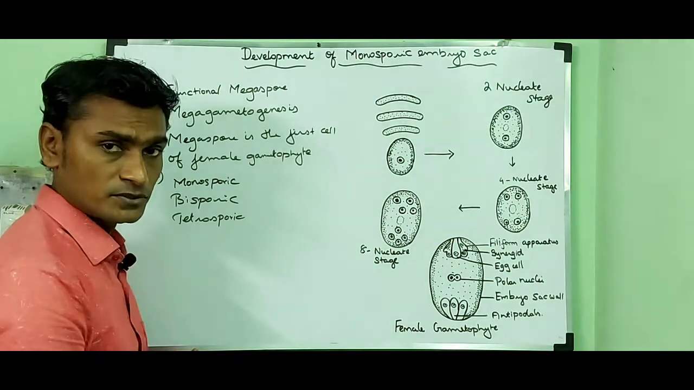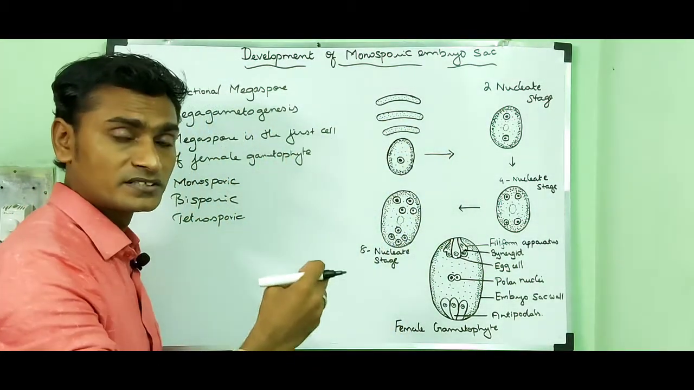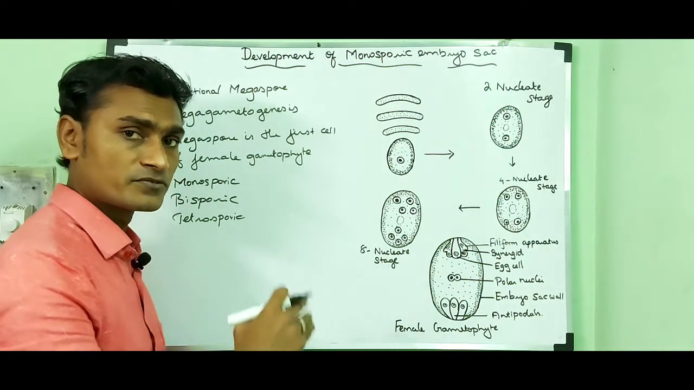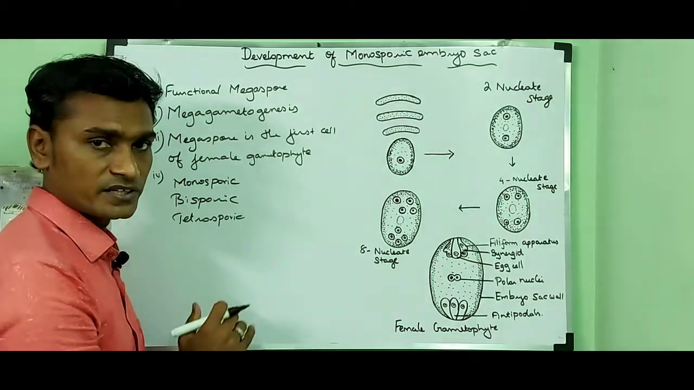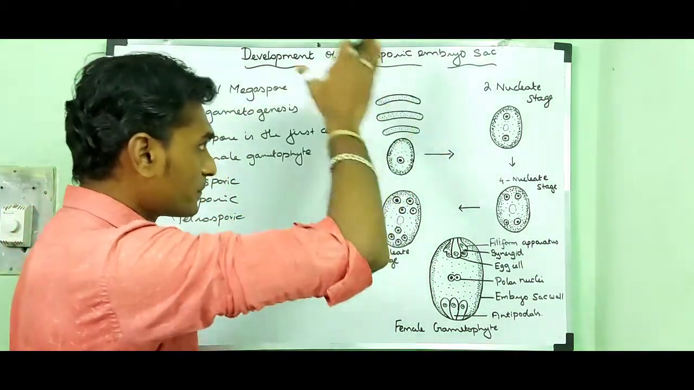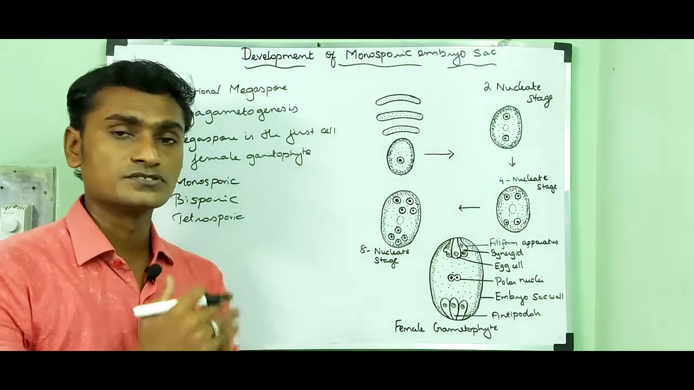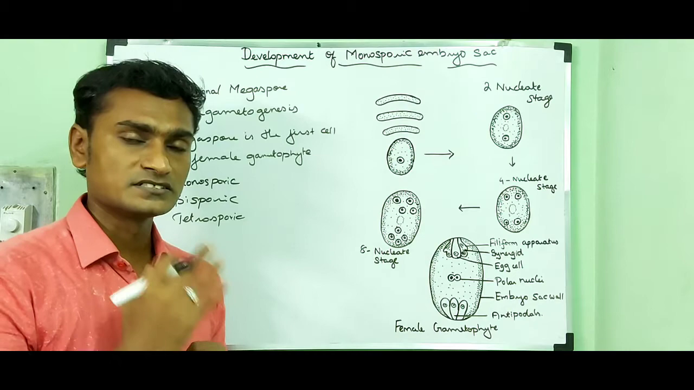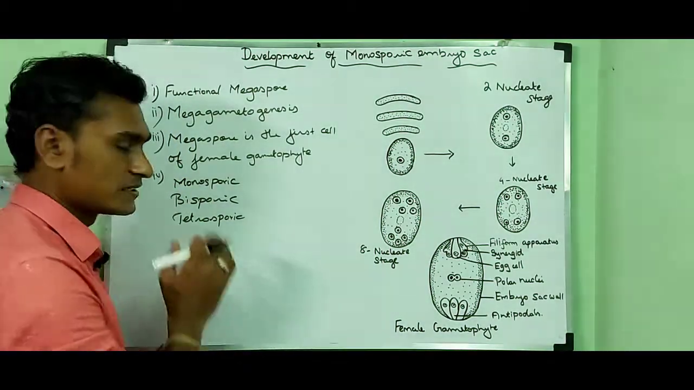In a bisporic embryo sac, two functional megaspores are involved in the development of the female gametophyte, and that type is called bisporic. In the case of tetrasporic, all four megaspores act as functional megaspores and develop into an embryo sac, and that type is called a tetrasporic embryo sac.